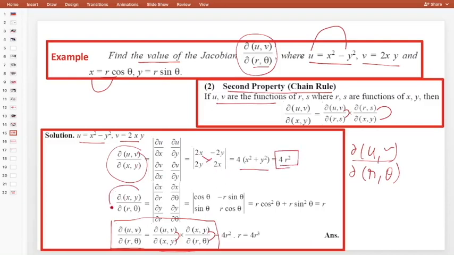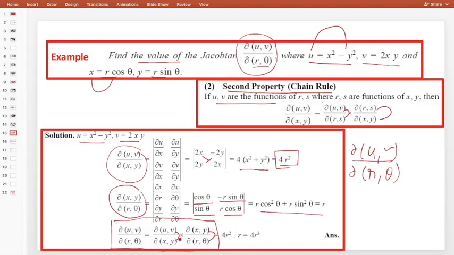In a similar way, del (x, y) upon del (r, theta): del x by del r, del x by del theta, del y by del r, del y by del theta. So again you can calculate; x and y are already given, x is r cos theta and y is r sin theta. So del x by del r you will get cos theta, del x by del theta is minus r sin theta, del y by del r is sin theta, and del y by del theta is r cos theta. Once you do the cross multiplication you will get this.